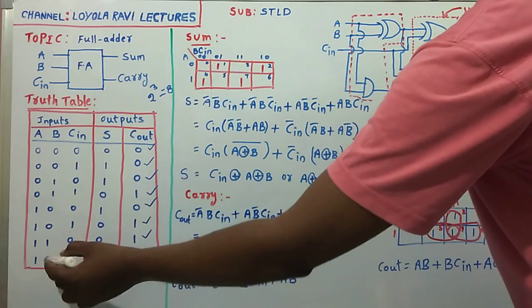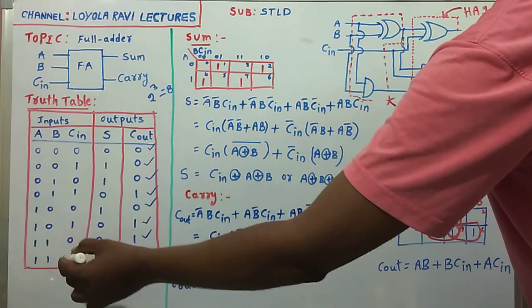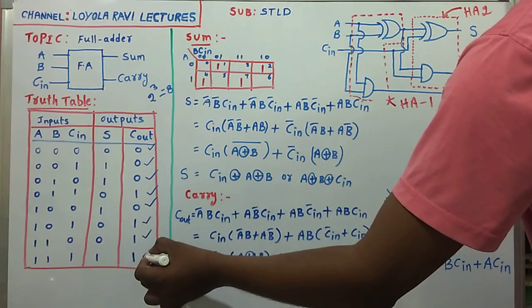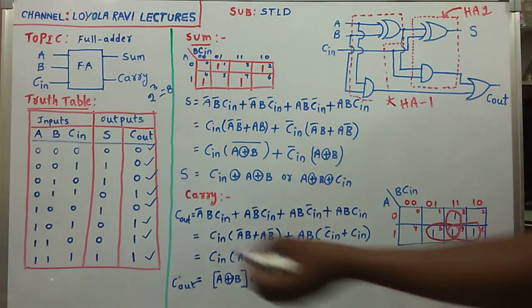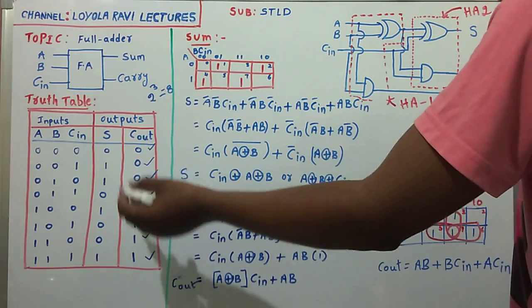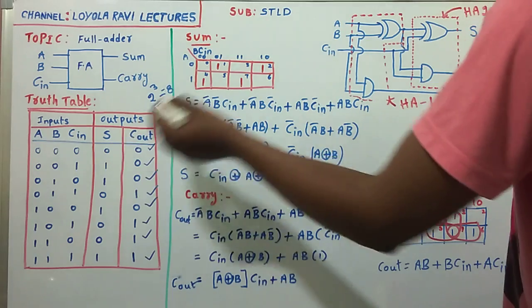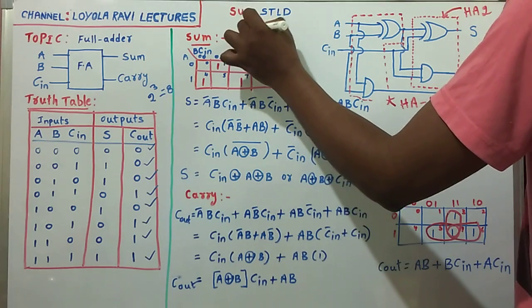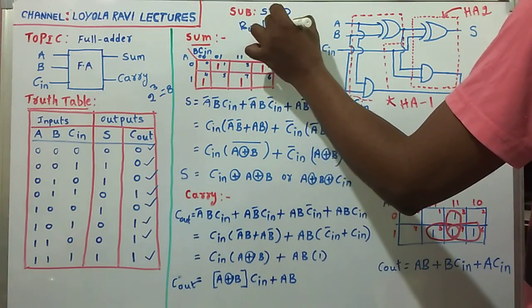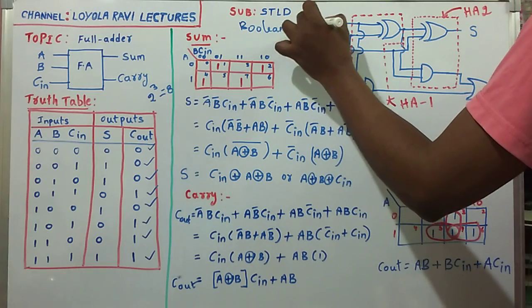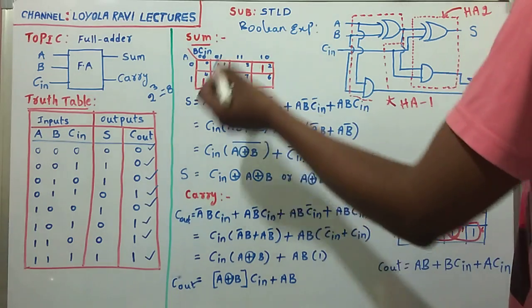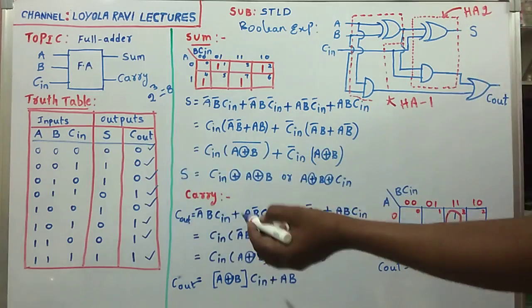Again 3 ones here we have, 1 plus 1 plus 1. If you have 3 ones, sum 1, carry 1. This is the truth table. From this truth table, we have to write Boolean expressions, or output expressions, for both sum and carry. First, sum.